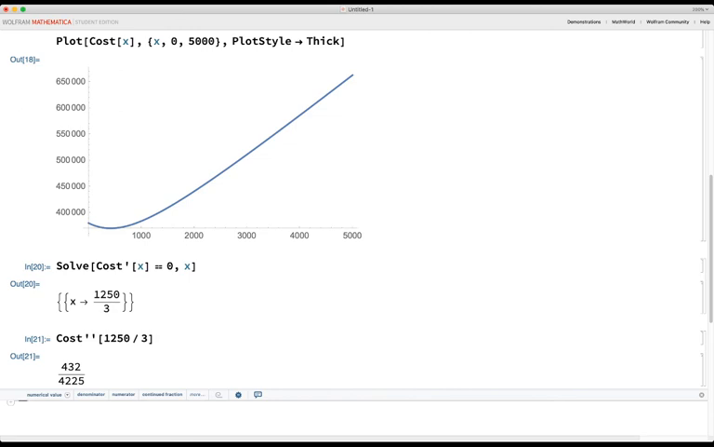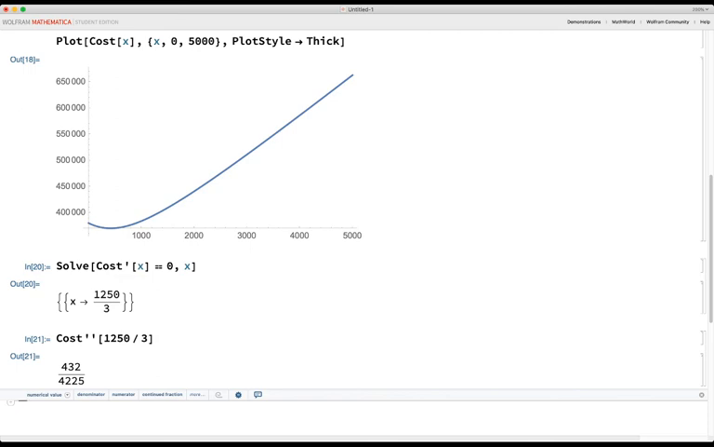Okay, so let's recap the two problems that we looked at. One of them we half looked at, which is that sometimes the constraints on the problem mean that you have a closed interval range for x's. And if that's the case, then you have to examine the endpoints of that closed interval, along with any places where the first derivative is zero.